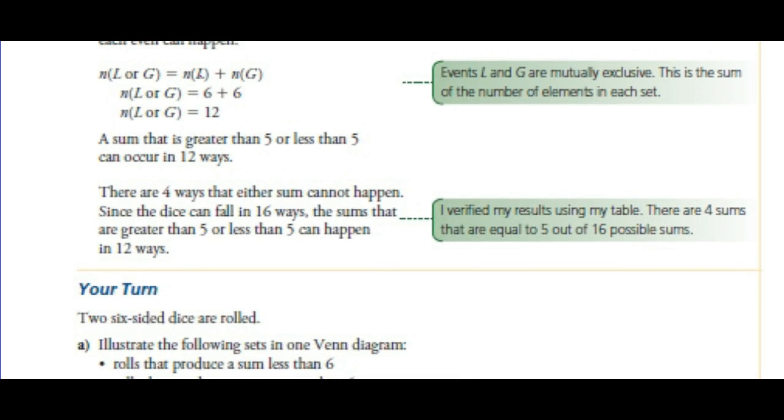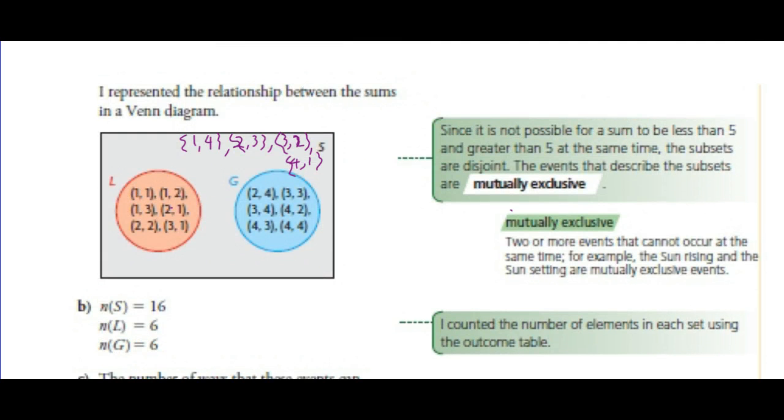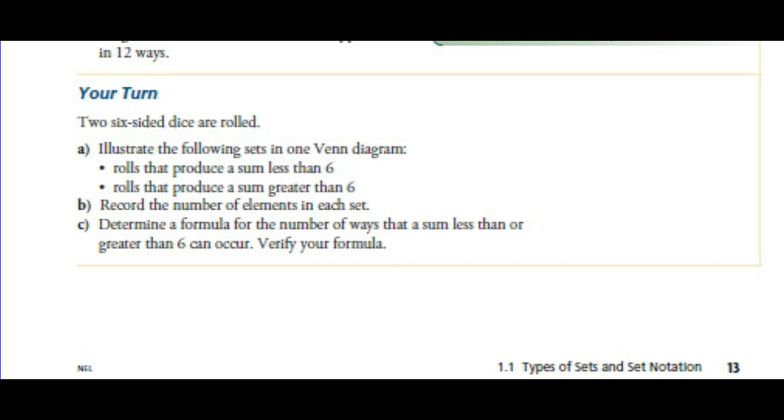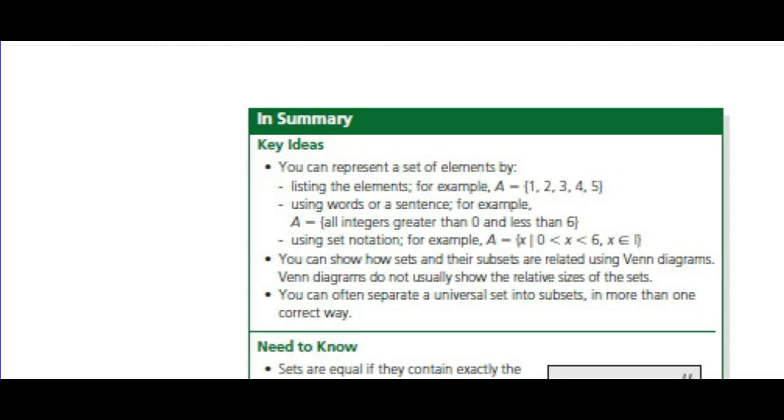Okay, and we will be going into a lot more detail on mutually exclusive as we work our way through the sets. A sum that is greater than 5 or less than 5 can occur in only 12 ways. There are 4 ways that either sum cannot happen, right? And there are 16 possibilities. So there's 4 other possibilities we already discussed, right? Which is you got to get a 5. Your turn. We'll have enough stuff to do.